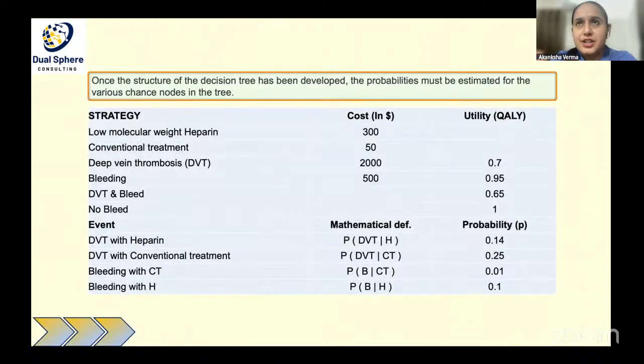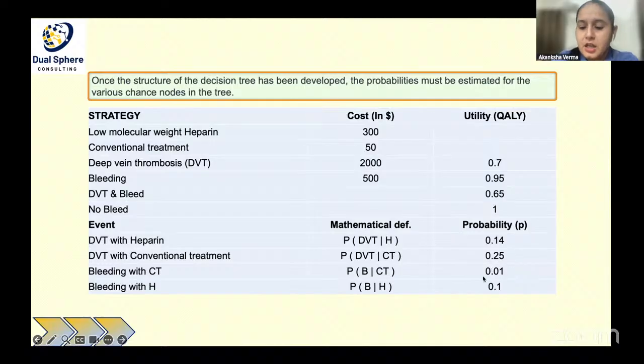Now, once the decision tree is structured, we have these costs and utilities for all the branches: cost for low molecular weight heparin, for your conventional treatment, for your DVT, for your bleeding. And then you have DVT with heparin, the probabilities. DVT with heparin is 0.14. No DVT with heparin would be 1 minus 0.14. Similarly, DVT with conventional treatment is this, and no DVT with conventional would be 1 minus this.